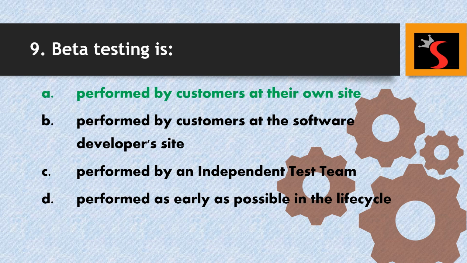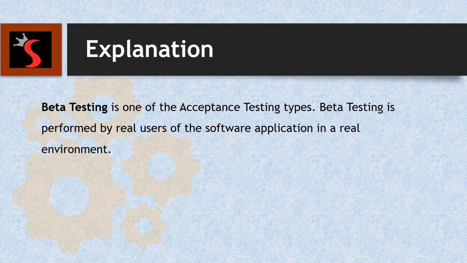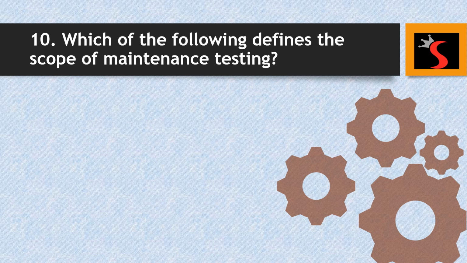And the right answer is option A. Performed by customers at their own site. Explanation: Beta testing is one of the acceptance testing types. Beta testing is performed by real users of the software application in a real environment. Which of the following defines the scope of maintenance testing?